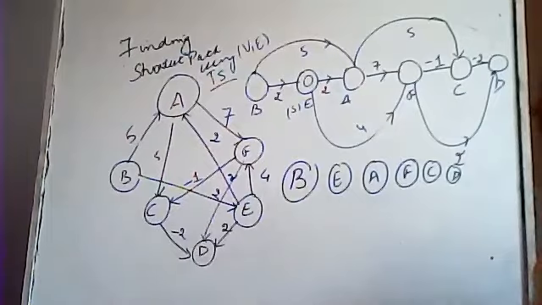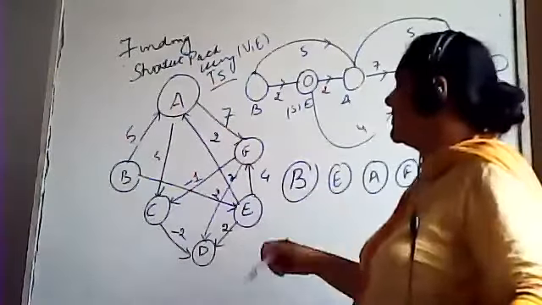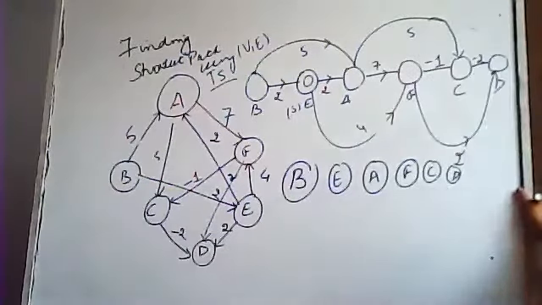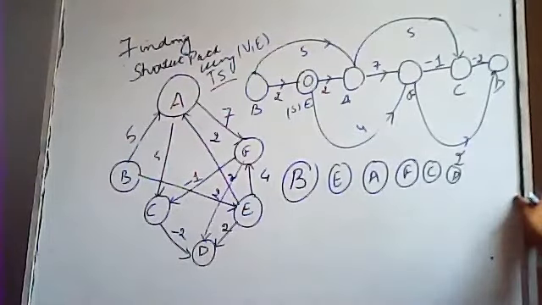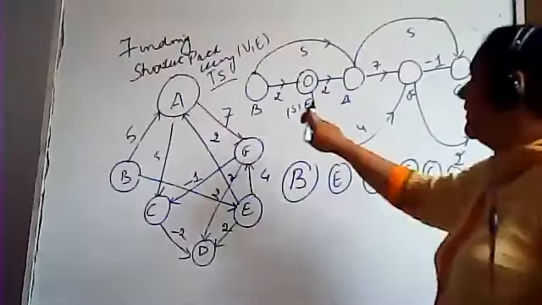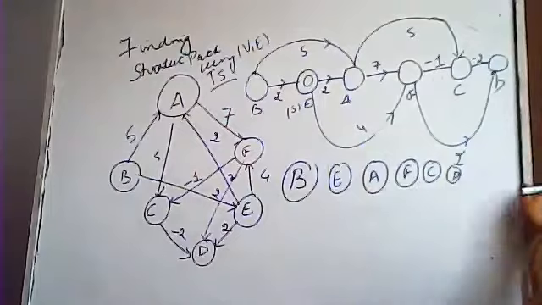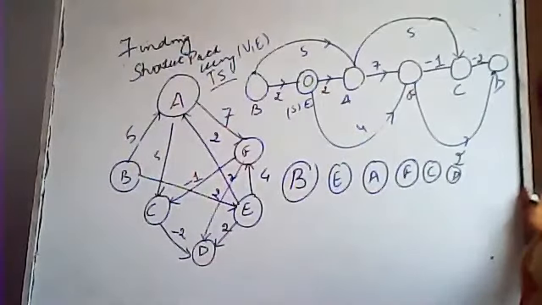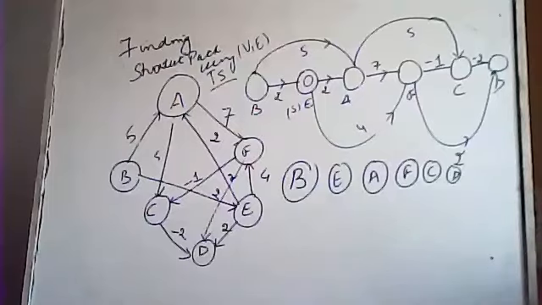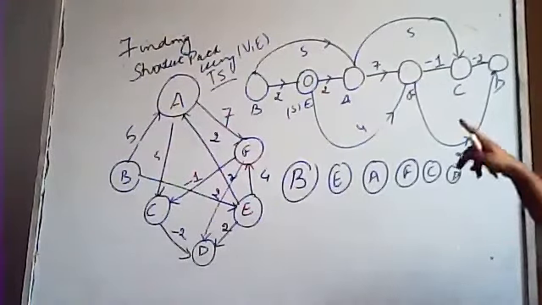Now, B to E, what is the distance? 2. So it is written in the graph. I have written this, this is the weight of this edge. B to E edge's weight is 2. Then E to A, 2. It is also written. Then A to F is 7. Then F to C is -1. C to D is -2. Okay, so this is written this way.